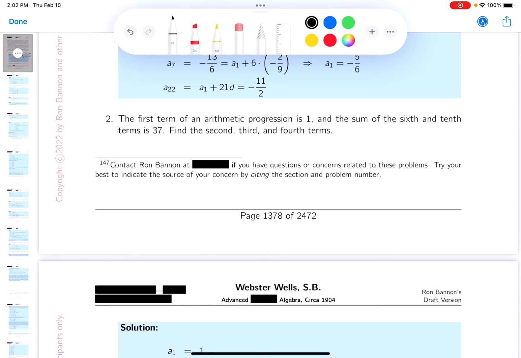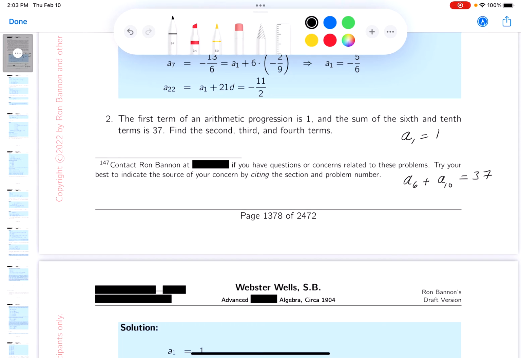Okay, so it says the first term of an arithmetic progression is the number 1. So I'm going to write that down. A1 is the number 1. And the sum of the 6th and 10th terms, I'll write this down, A6 and A10, is 37.